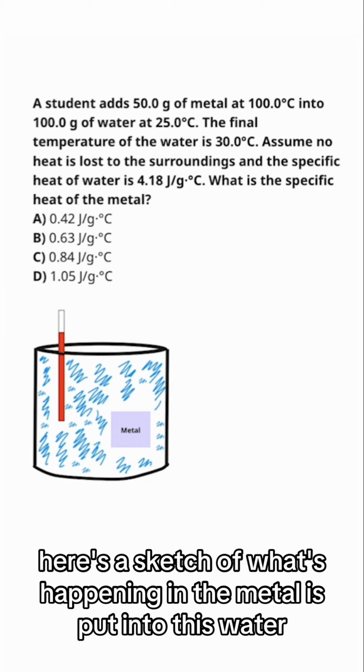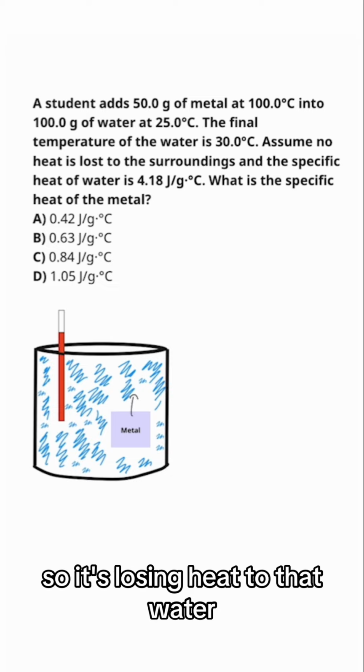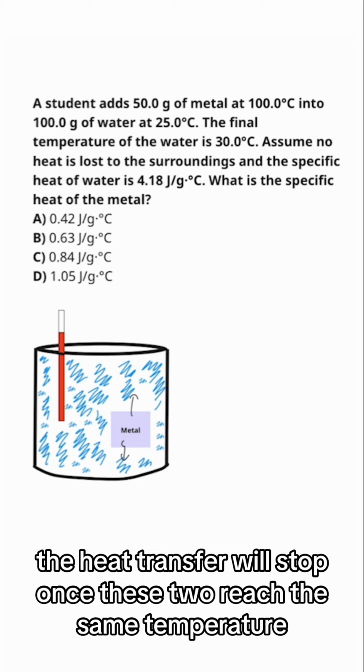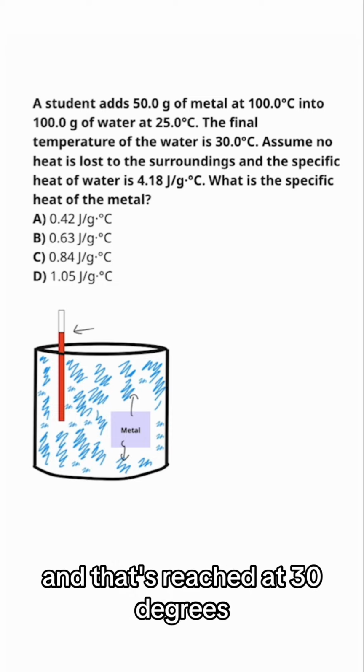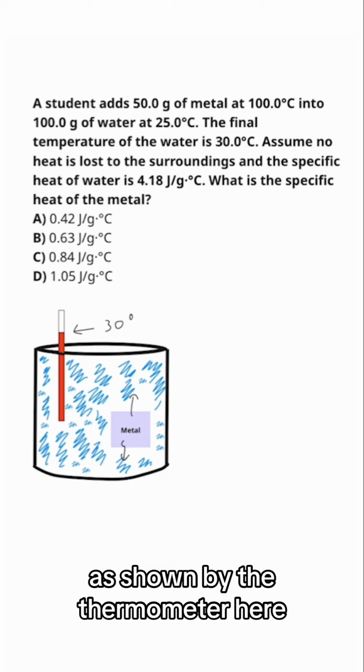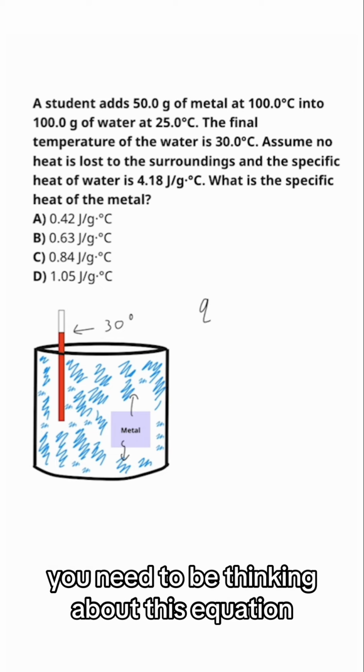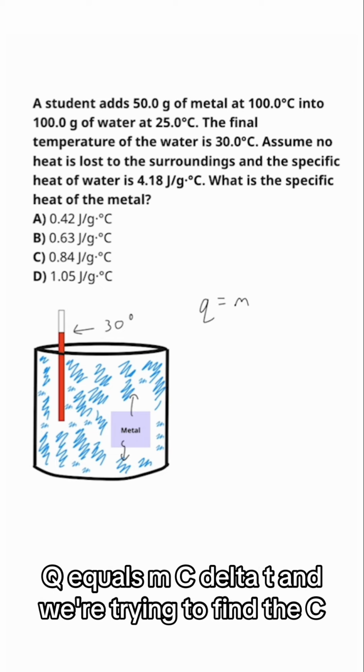Here's a sketch of what's happening, and the metal is put into this water. The metal is warmer than the water, so it's losing heat to that water. The heat transfer will stop once these two reach the same temperature, and that's reached at 30 degrees as shown by the thermometer here. Anytime you're dealing with specific heat, you need to be thinking about this equation, Q equals MC delta T.